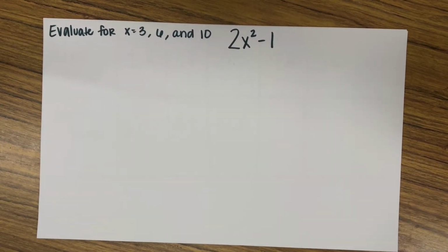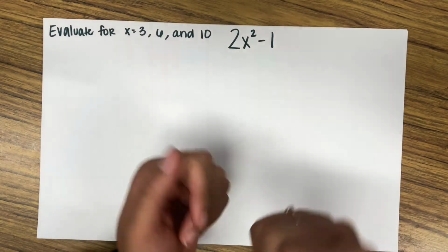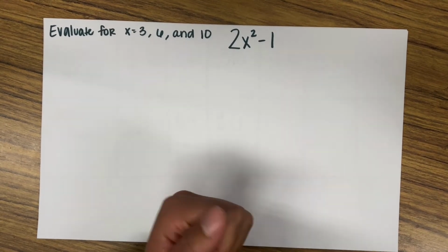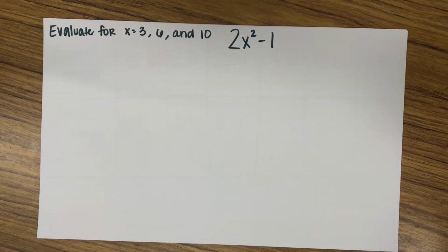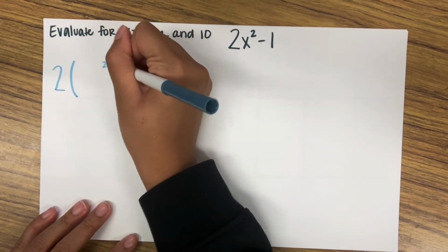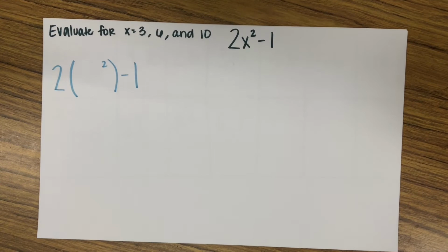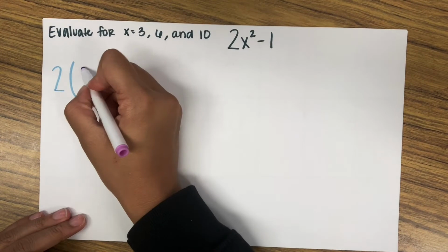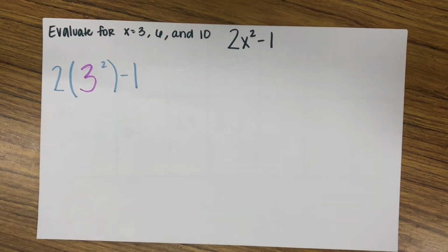1-8, evaluating algebraic expressions. It says evaluate each expression for x is equal to 3, 6, and 10. And the first one is 2x squared minus 1. So I'm going to start, and the first number I will be plugging in is 3. So for x to equal 3 first.